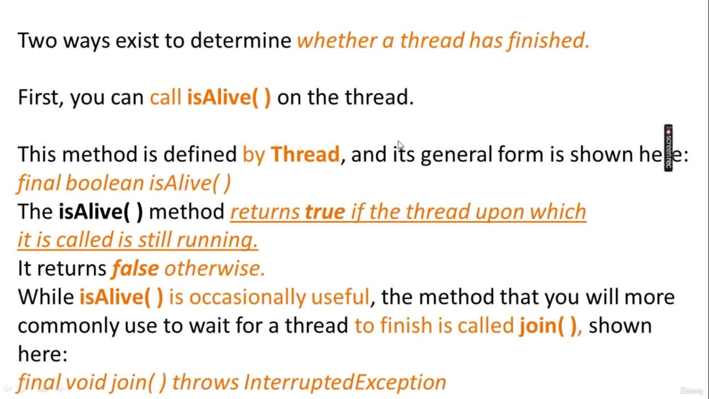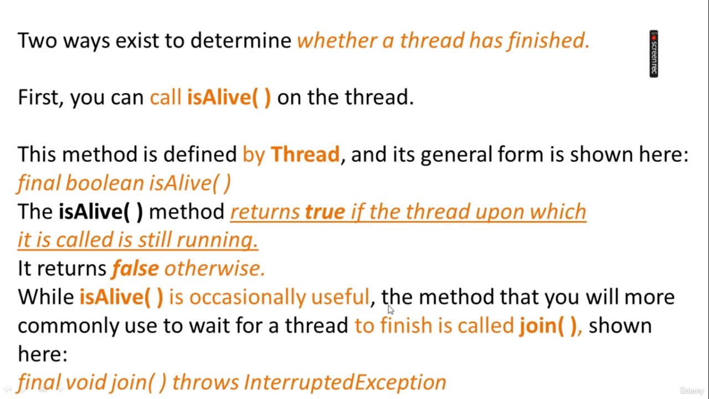You can call isAlive on the thread. This method is defined by the Thread class, and its general form is final boolean isAlive. The isAlive method returns true if the thread is still running and you have to wait. Otherwise it will return false. So you can call it like thread.isAlive. If it returns true, it means the thread is still running, it is still alive, and if it returns false, it means it is not alive, it has ended.